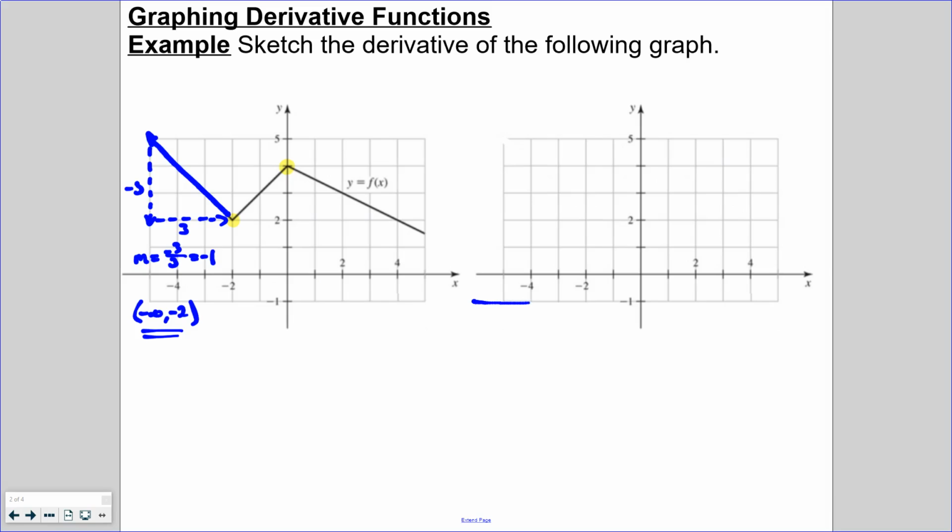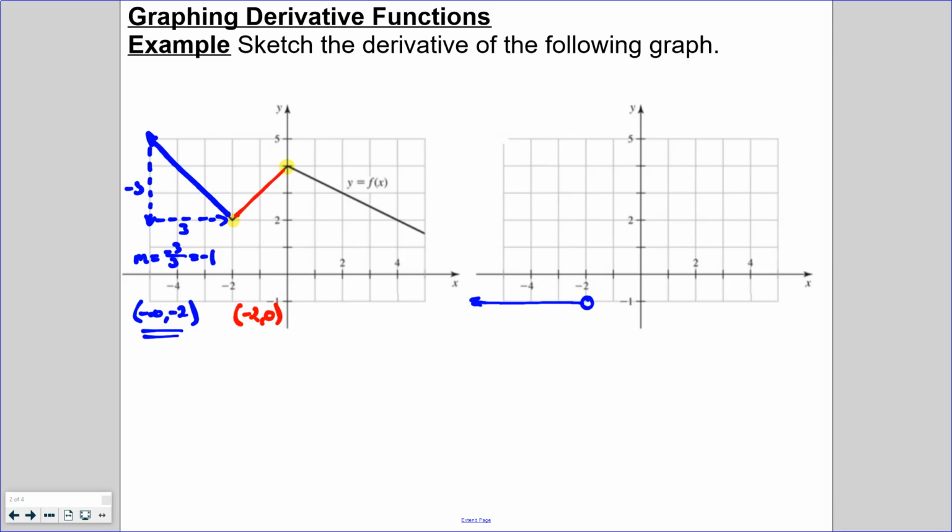So we can come in and we can graph that, but remember, at x equals -2, there isn't a derivative. So that means our endpoint here is going to be open. Alright, let's look at the next segment. This next segment goes from -2 to 0. And that piece is right here.